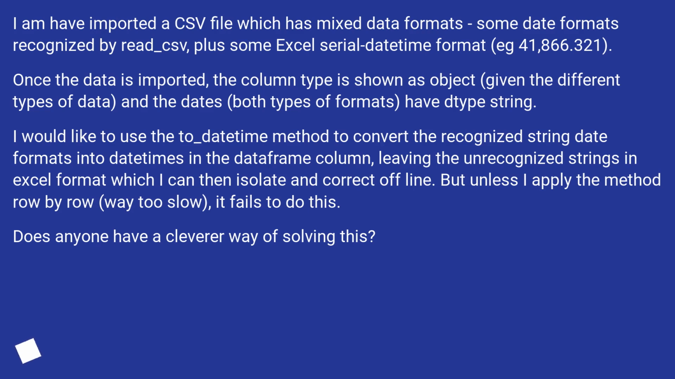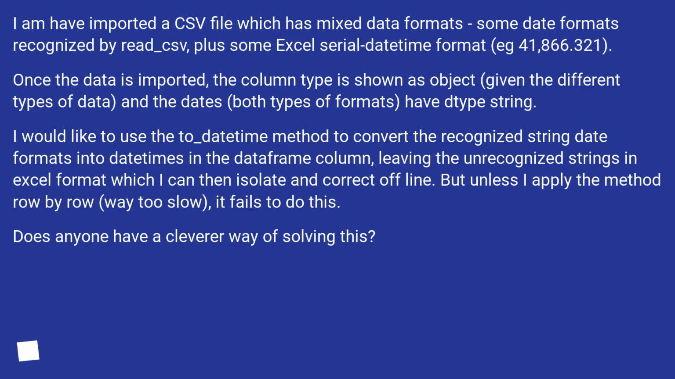I have imported a CSV file which has mixed date formats, some date formats recognized by read_csv, plus some Excel serial datetime format, e.g. 41866.321. Once the data is imported, the column type is shown as object, given the different types of data, and the dates, both types of formats, have type string.